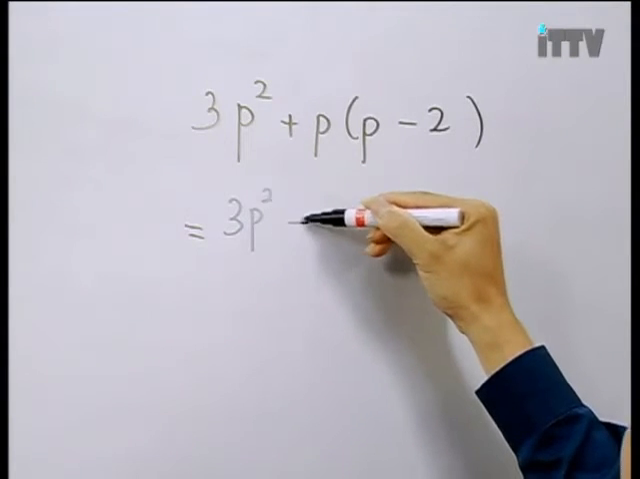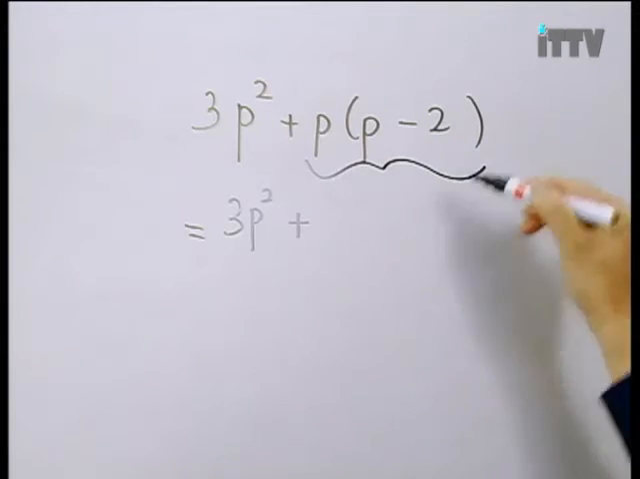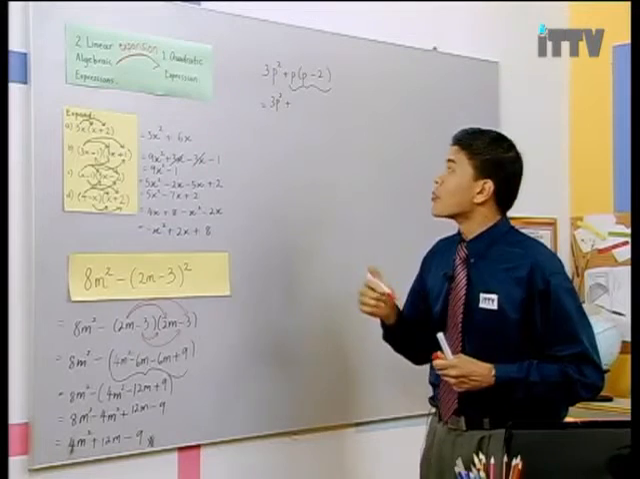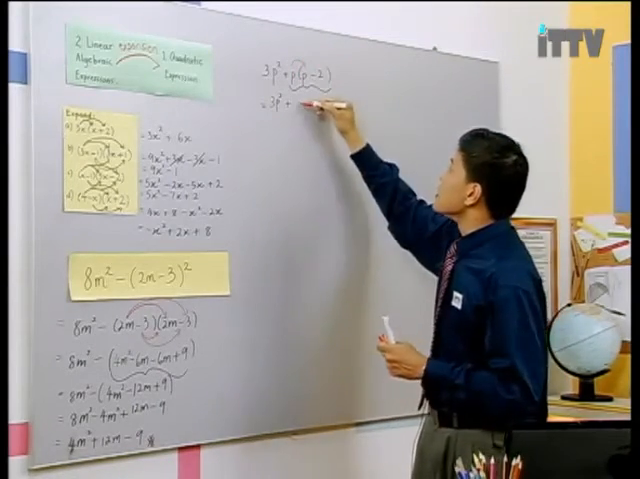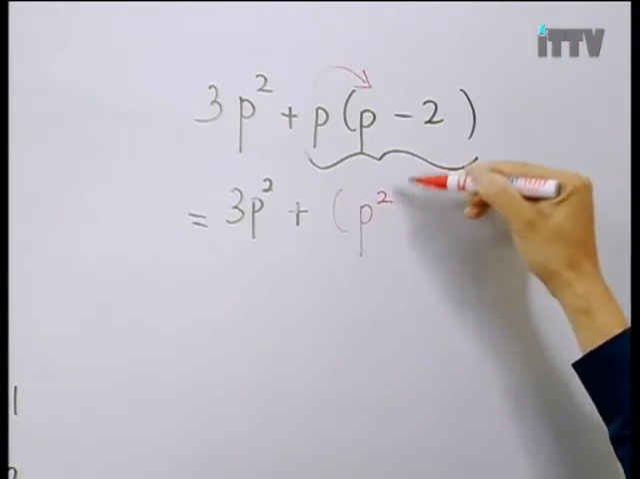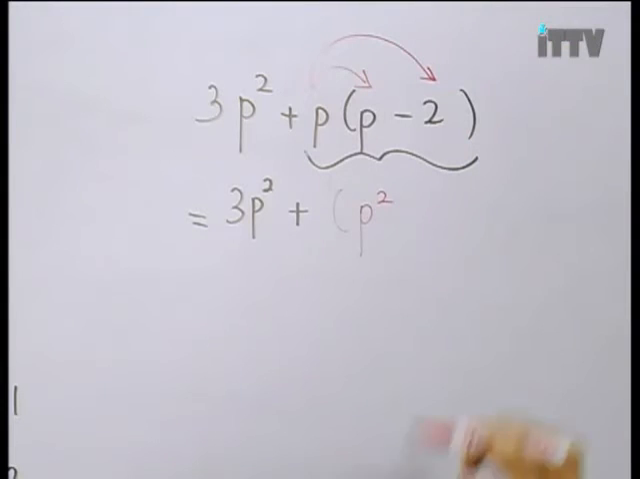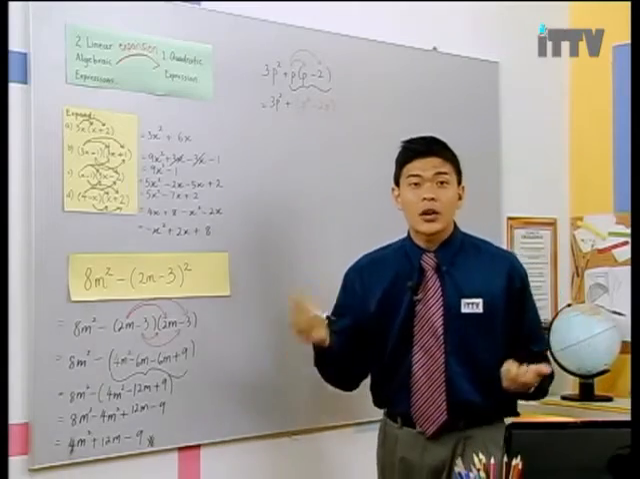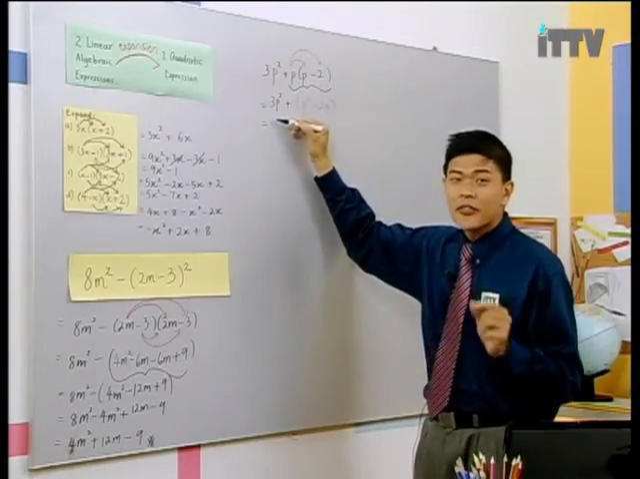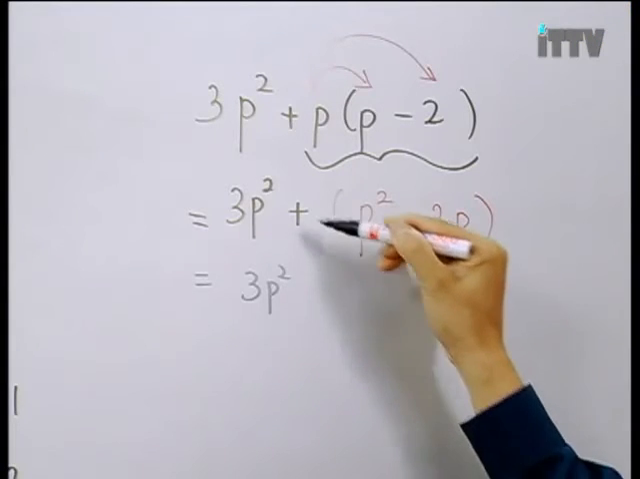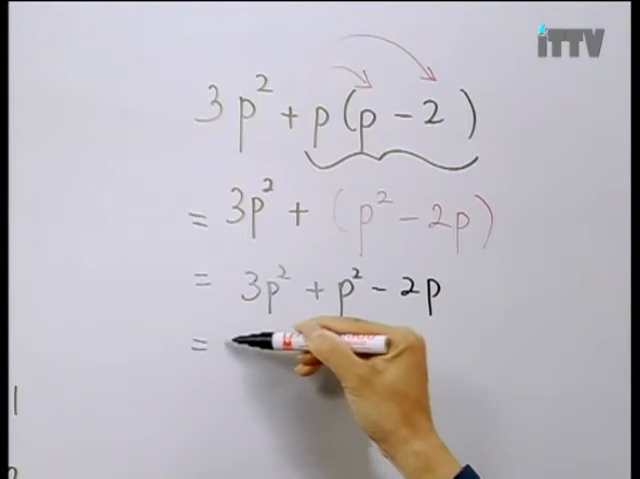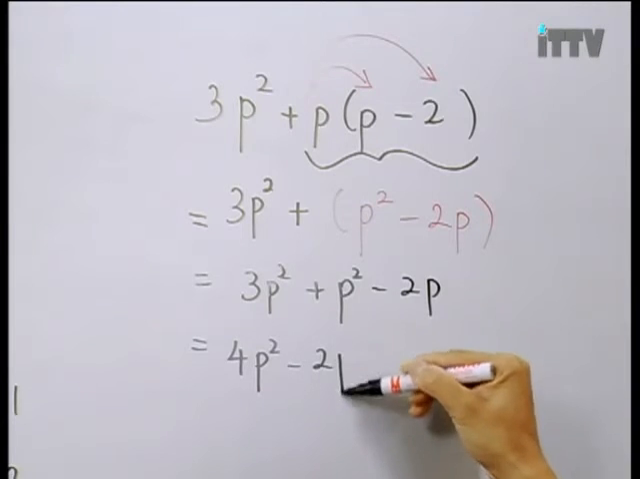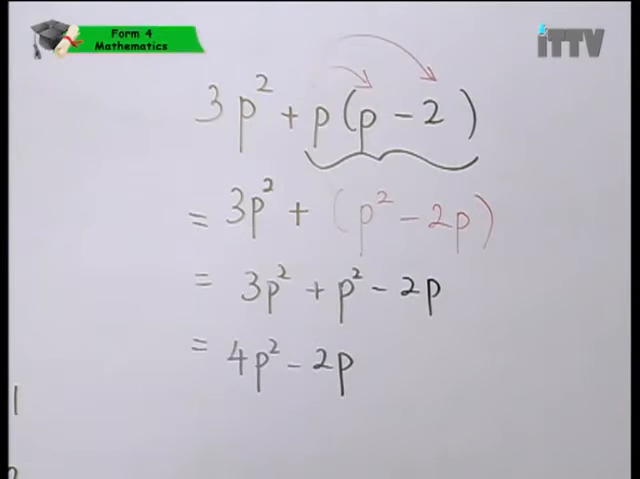3p squared plus, now this part here needs to be expanded, and it is a product of p and (p minus 2). So p needs to be multiplied by p, which is p squared, and p needs to be multiplied with negative 2, which is negative 2p. Once they are all in brackets without any multiplication needed, you can simplify by opening up the bracket. Since it is positive, no signs have changed. So you will obtain the quadratic expression 4p squared minus 2p.